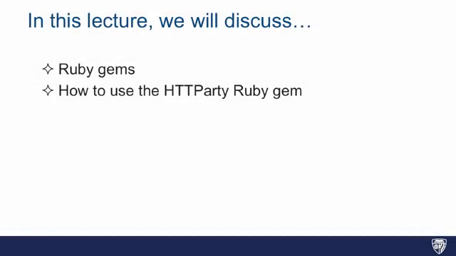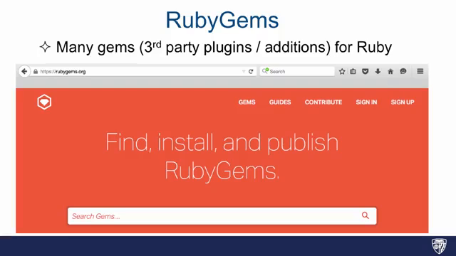In this lecture we'll talk about Ruby gems in general and a specific Ruby gem called httparty. So Ruby gems is basically a package manager. You could look it up on the website called rubygems.org. There are really hundreds and thousands of different third-party Ruby gems out there.